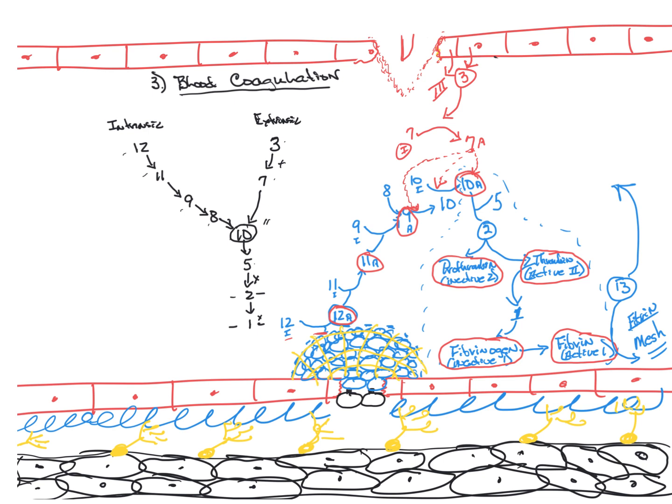The extrinsic pathway is much faster, within 10 to 30 seconds. I mean, it's fast. Whereas the intrinsic, you're talking about anywhere from 3 to 6 minutes to be functional.